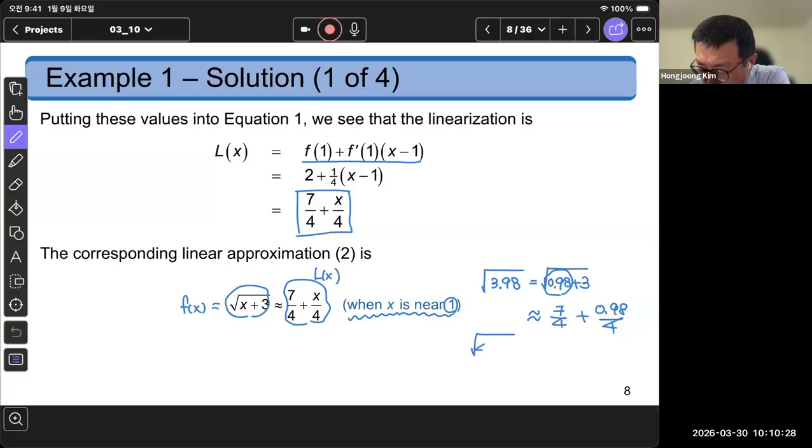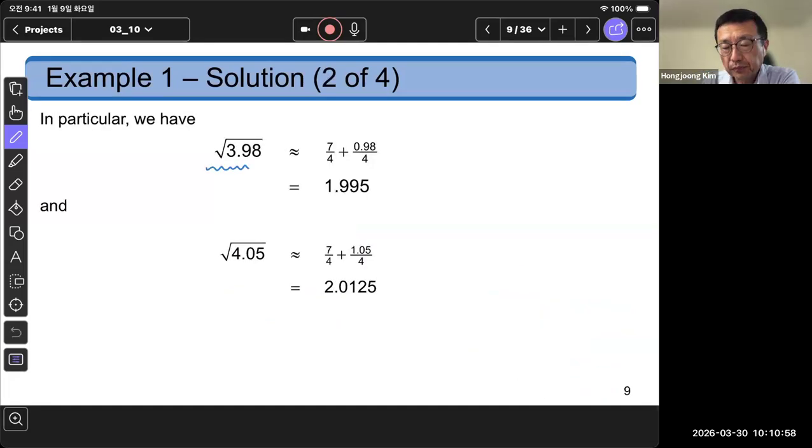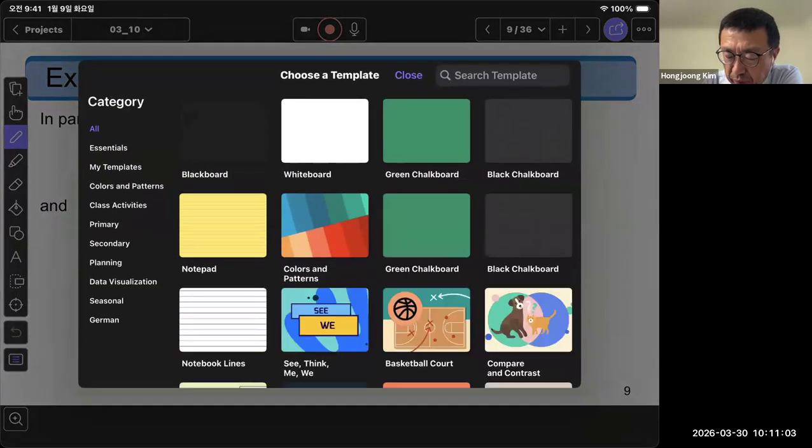The square root of 4.05 is the square root of 1.05 plus 3. So this is also close to 1. So that can be approximated by 7/4 plus 1.05 over 4. So that's the application of the linearization. And then what else do we have?